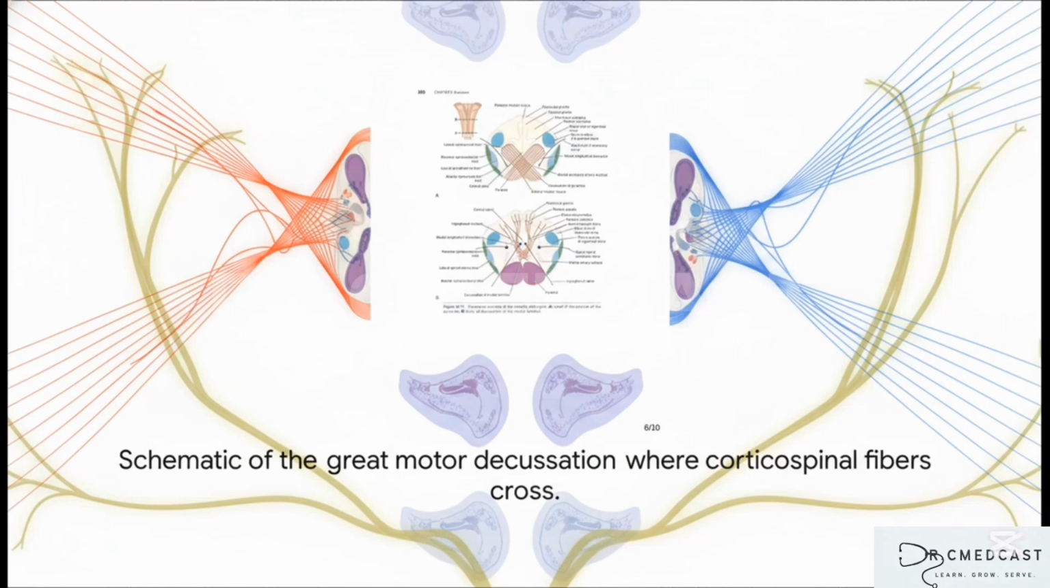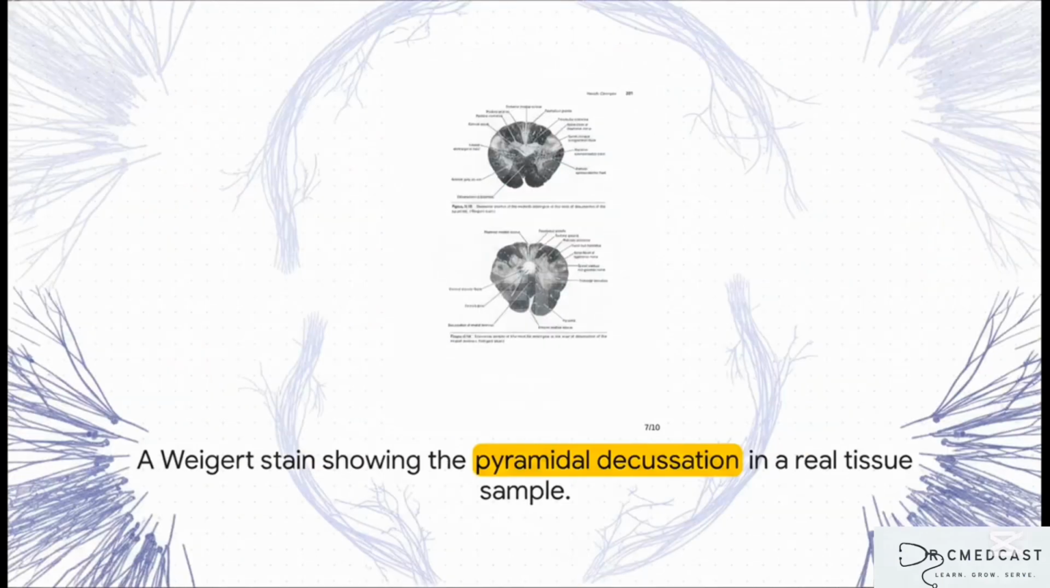All right, first stop, the lowest level. This diagram shows it perfectly. See those corticospinal fibers that make up the pyramids? You can see them crossing right over the midline. This is that great motor decussation we just defined, captured right here in a schematic. And this is what it looks like in reality. This is an actual tissue sample that's been stained to make the nerve fibers stand out. You can actually see those dark, crossing bundles of the pyramidal decussation down at the bottom. It's amazing to see the diagram come to life, isn't it?